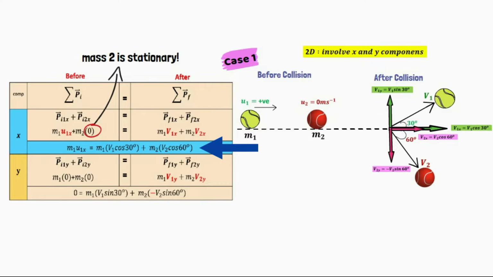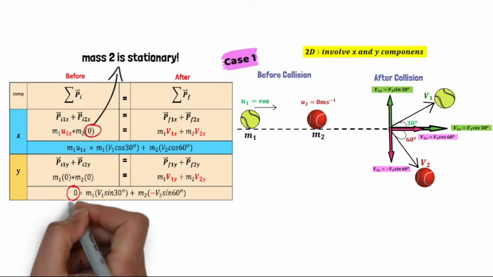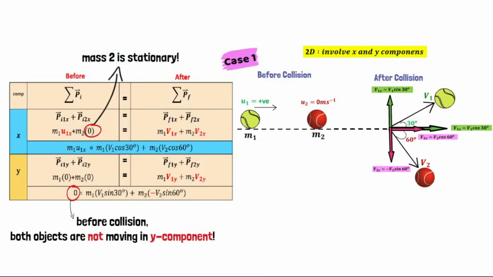Boleh. Bila kita tengok pada equation untuk Y component pula, before collision, both objects M1 and M2 are not moving in Y direction. Dia tidak bergerak in vertical direction ataupun Y component. Okay, that's why U1Y saya gantikan dengan kosong. U2Y pun sama, kosong. Since tiada nilai U1Y ataupun U2Y.